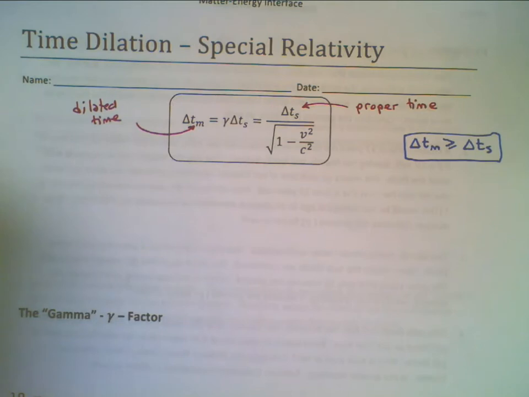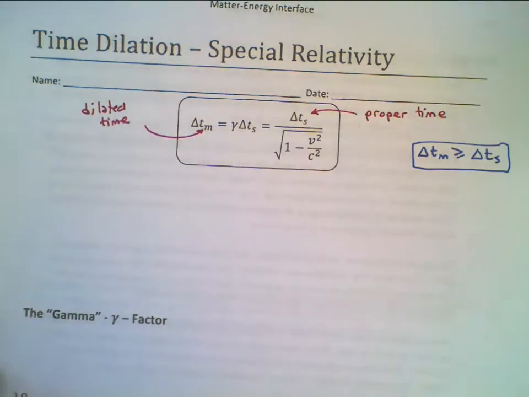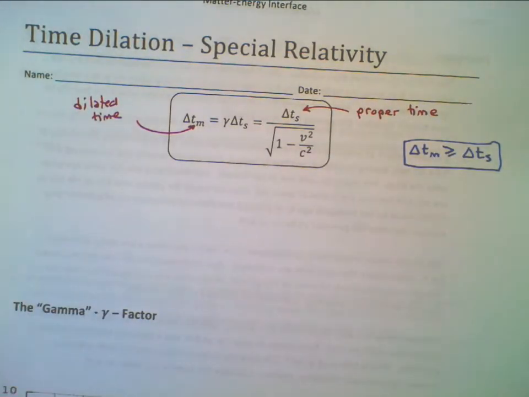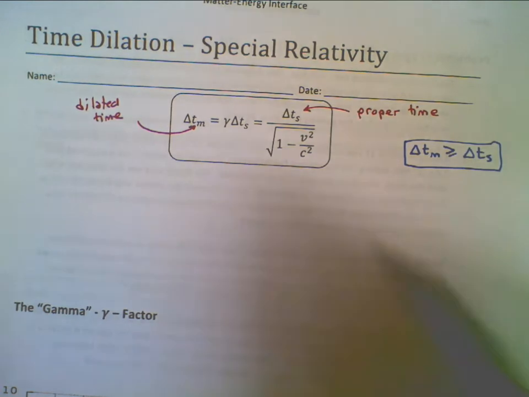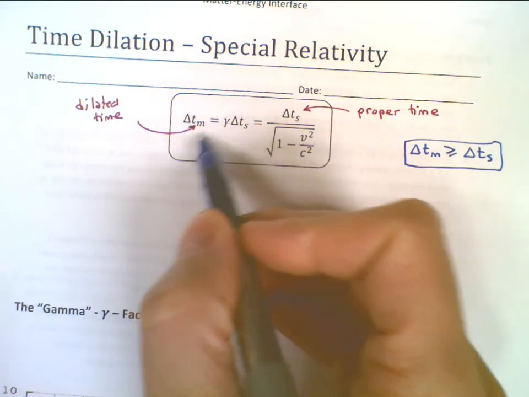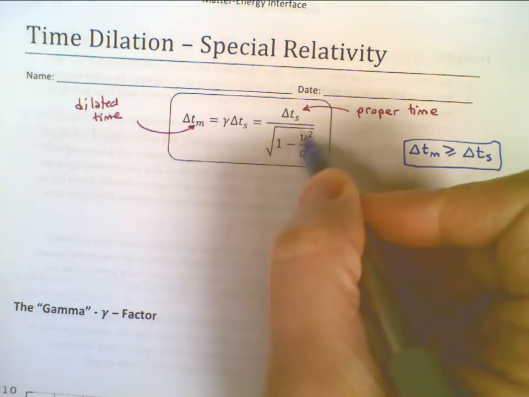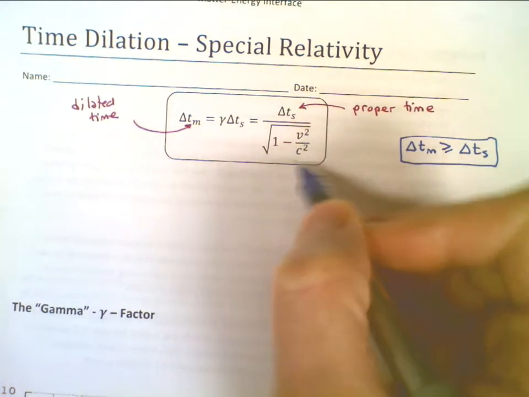We then used the Pythagorean theorem, did a substitution, and we got this equation. Now you'll notice here that there's another little piece to this. The equation you had from yesterday is delta tm, the dilated time, is the proper time divided by the square root of 1 minus v squared over c squared, where v is the speed of the object, c is the speed of light.